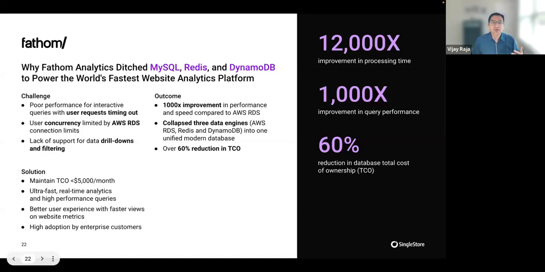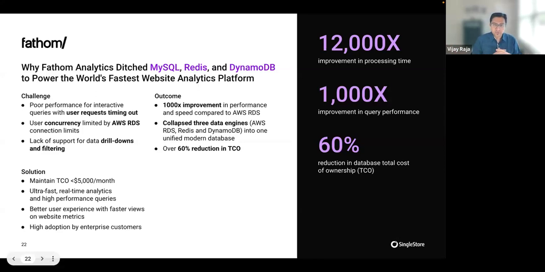The second thing was scalability. Concurrency was limited by AWS RDS due to connection limits and so on, so they just couldn't scale as their users grew. And obviously they were pouring in more money trying to vertically scale the platform, being a single-node database, but it was cost prohibitive for them to do that. And not only that, they needed this MySQL along with 3 or 4 other engines to power their platform.